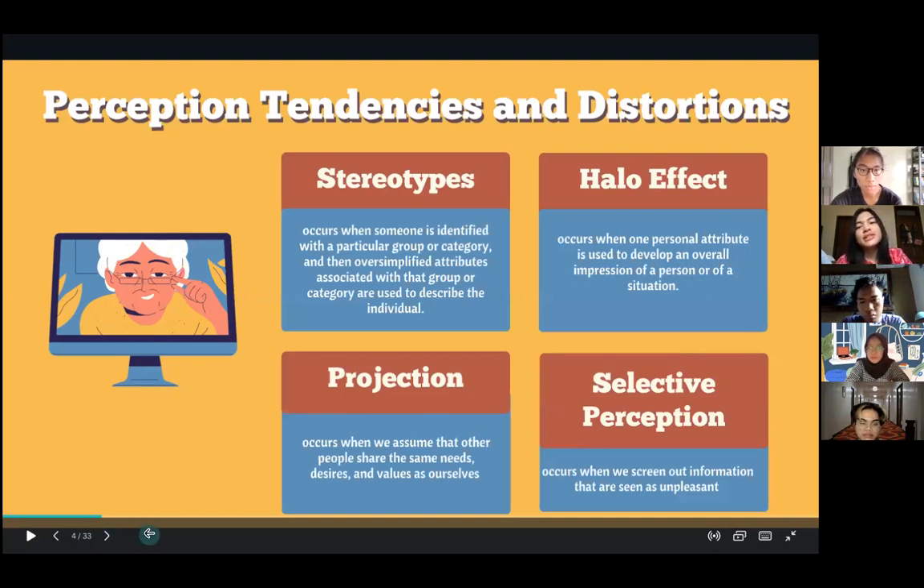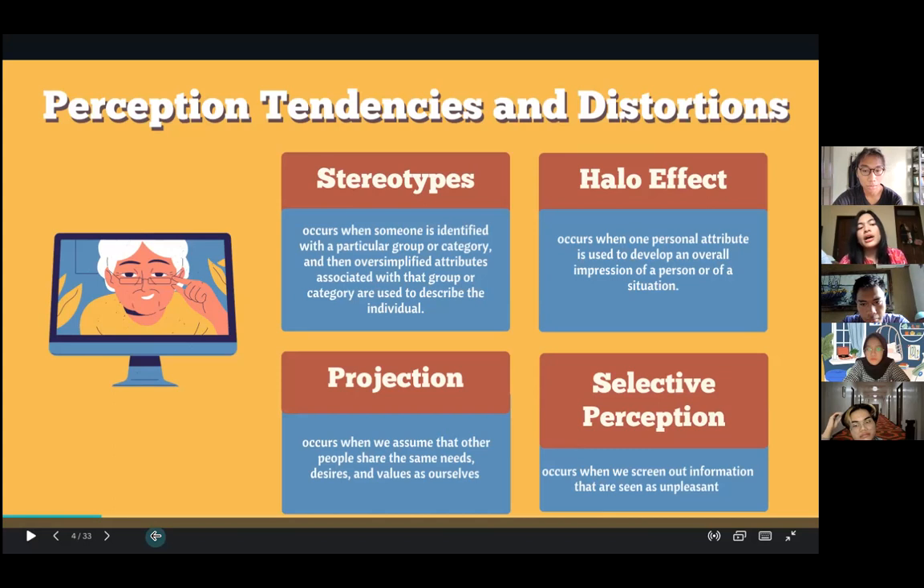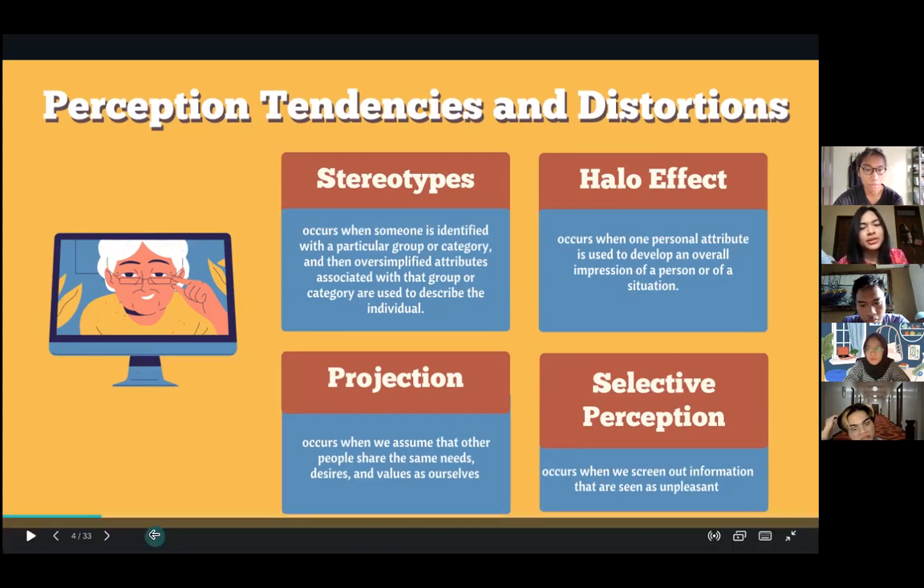Secondly, is perception tendencies and distortions. Sometimes when we see things, we have stereotypes, halo effect, projection, and selective perception. The first one is stereotypes, which occurs when someone is identified with a particular group or category, for example, ethnicity, and they then oversimplify the attributes associated with that group or category and is used to describe that individual.